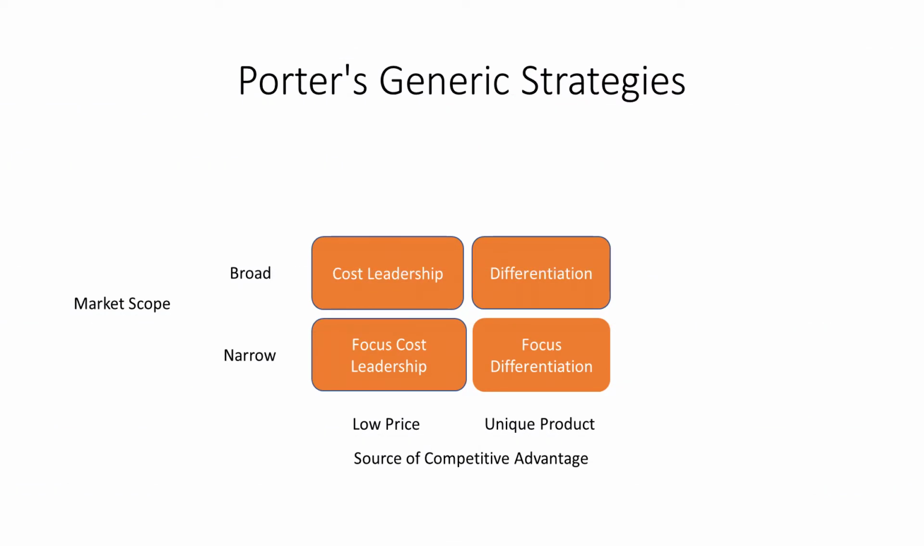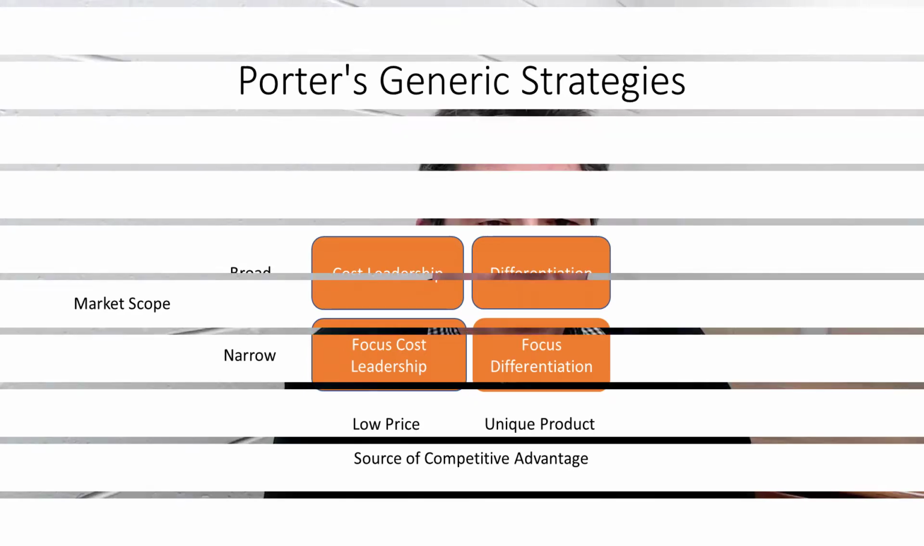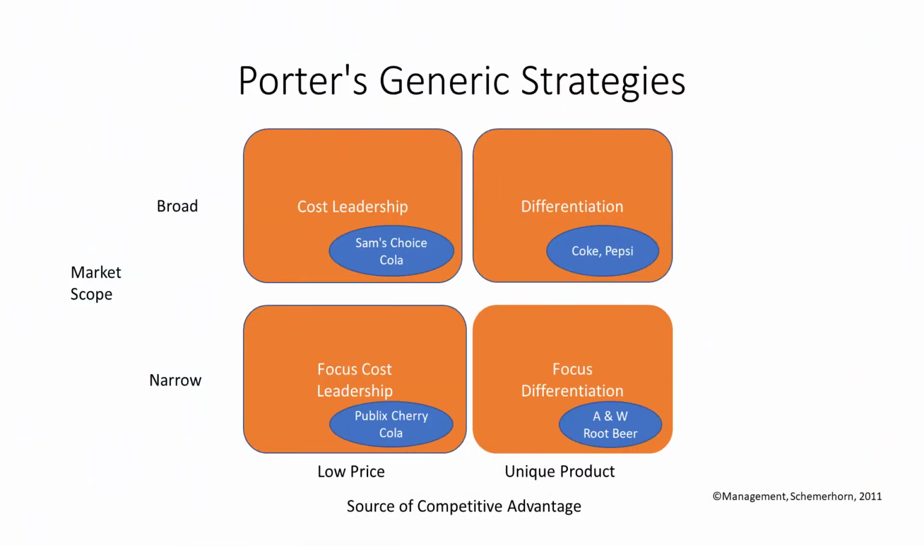It states that a strategy is based on the market scope and the source of competitive advantage. Generally speaking, a competitive advantage is when a company achieves higher profit margins than the average competitor in the product market. To illustrate the generic strategies model, I will use an example from the text Management by Schermerhorn.